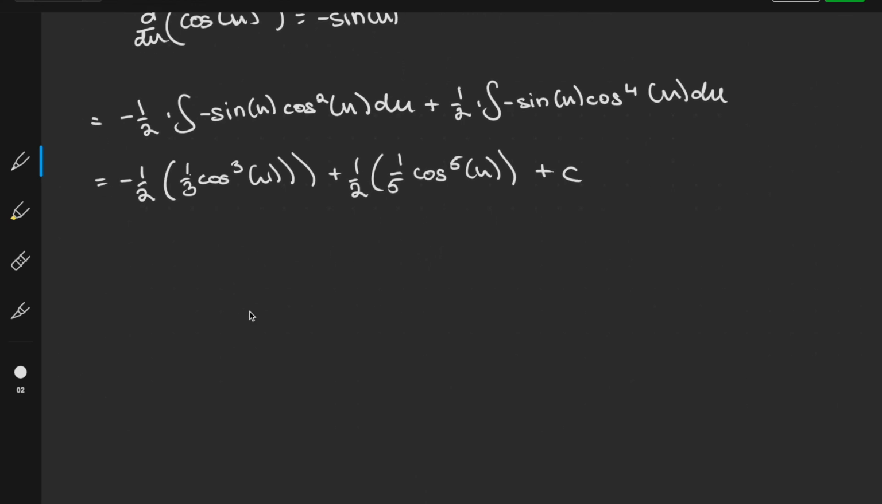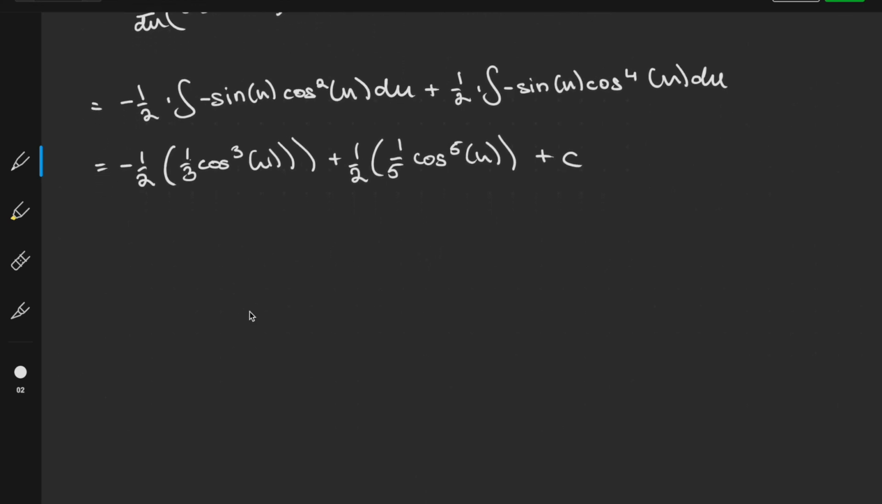So now, we can just expand this out if we want to. You could probably leave it like this, but it's probably nicer to leave it without all these yucky brackets. And so we'll write the positive first because it'll look nicer. So this is just going to be cosine to the 5th of u on 10, a half times a 5th, and then it's going to be minus cosine cubed u over 6 plus c.